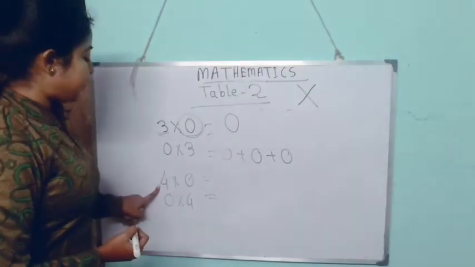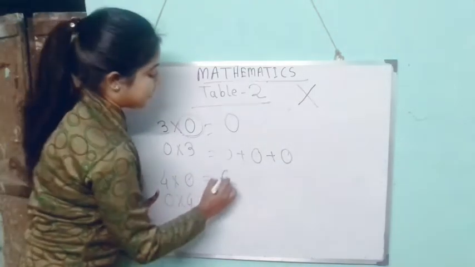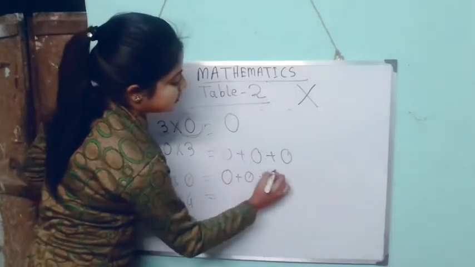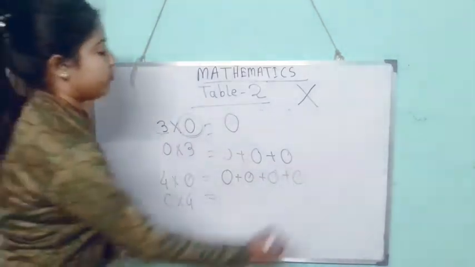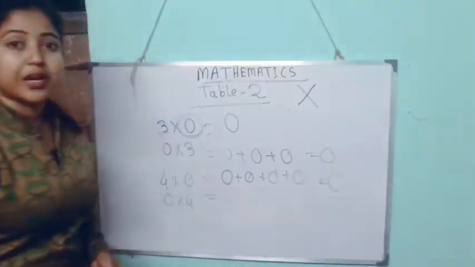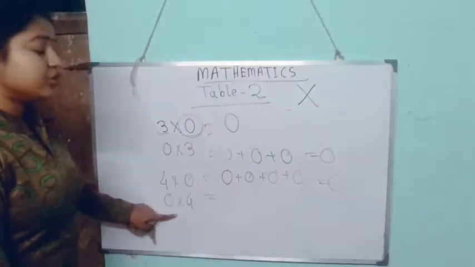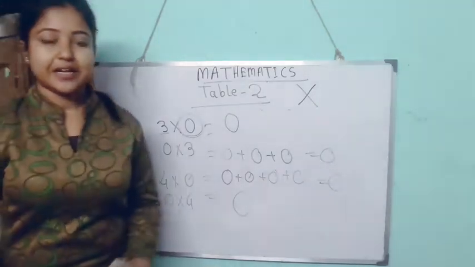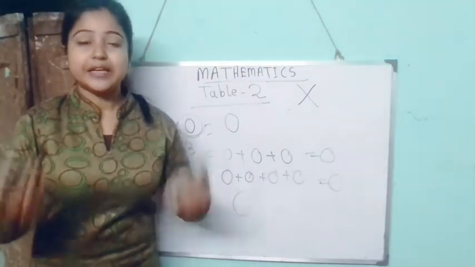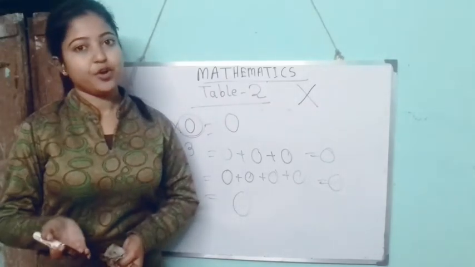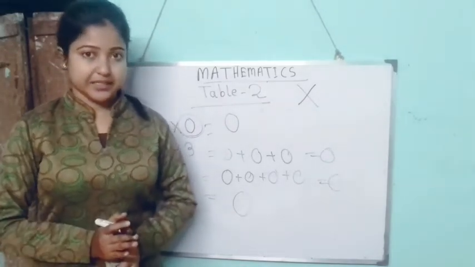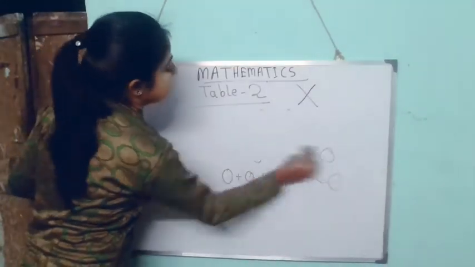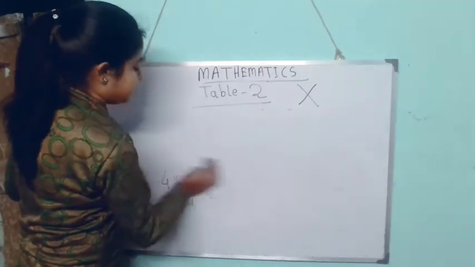If we multiply 0 with 4, we will get 4 times 0, right? 0 plus 0 plus 0 plus 0. 4 times 0, that means what? That means 0. 4 times 0 means 0, nothing. Here also we are multiplying 4 with 0. That will be also 0, right? So if we add any number 0 times, we will get 0. If we multiply any number with 0, we will get 0. Okay, remember this thing. If we multiply any number with 0, the product will be 0.